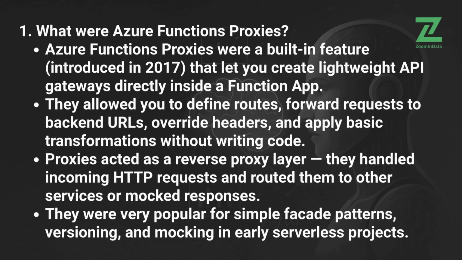What were Azure Functions Proxies? Azure Functions Proxies were a built-in feature, introduced in 2017, that let you create lightweight API gateways directly inside a function app. They allowed you to define routes, forward requests to backend URLs, override headers, and apply basic transformations without writing code. Proxies acted as a reverse proxy layer.